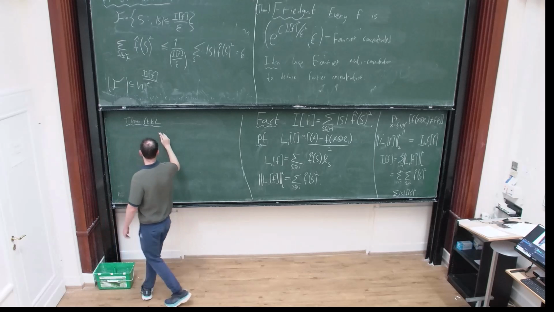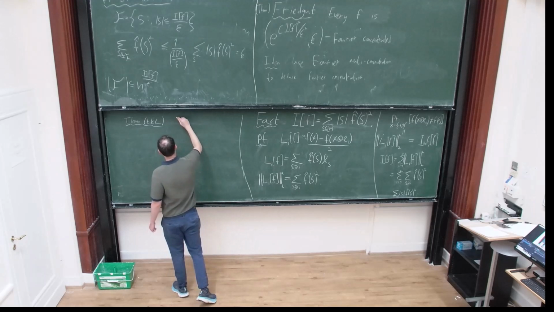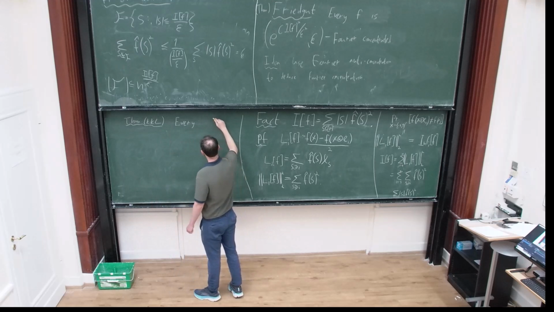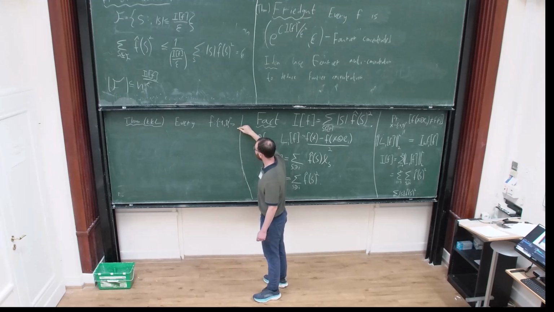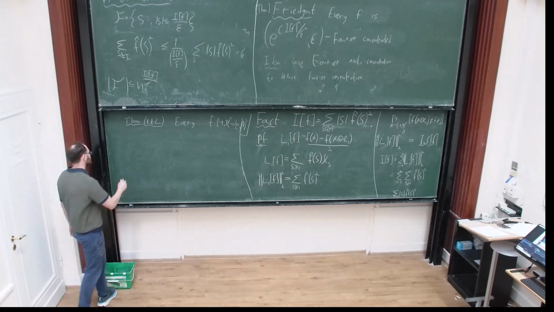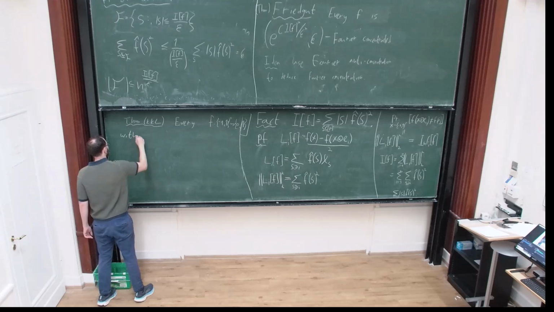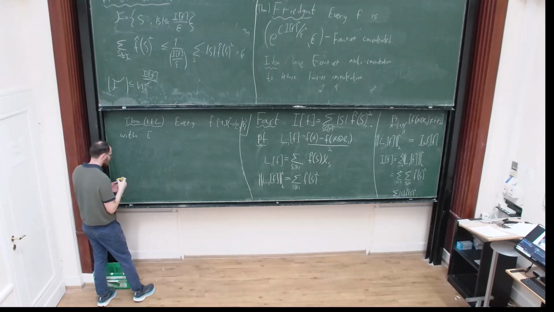So that's the Kahn-Kalai-Linial theorem. Suppose that you have a function f. Now it will be convenient to let it be from {-1,1}^n to {0,1}. And what we're going to assume is that the expectation is small.